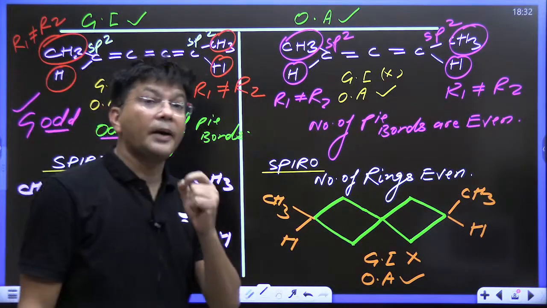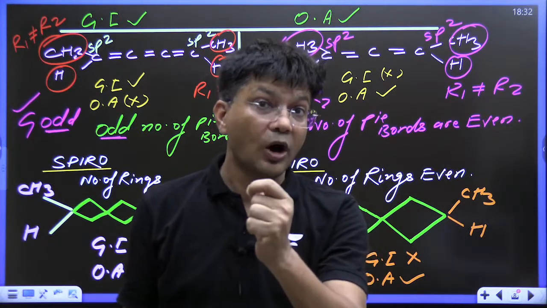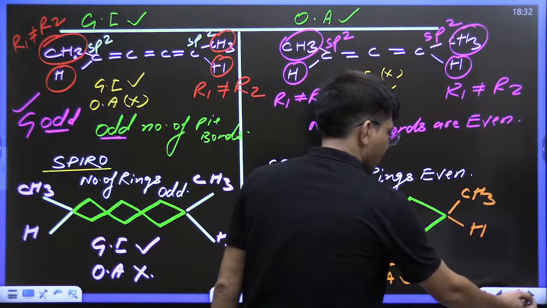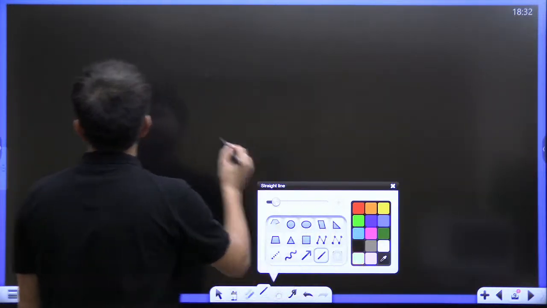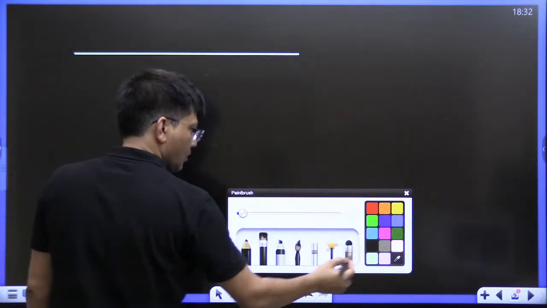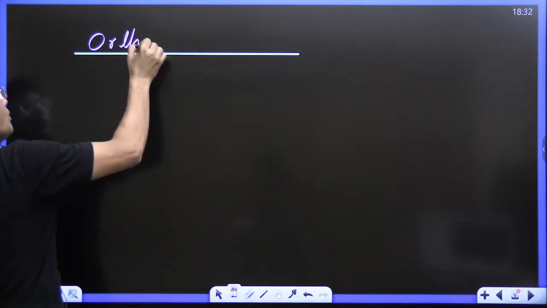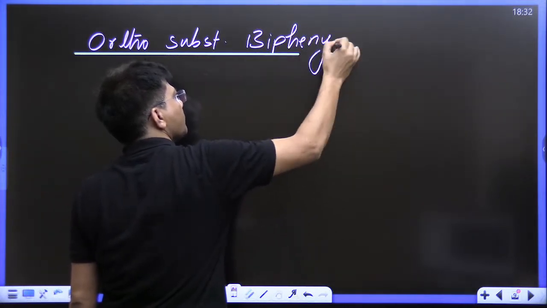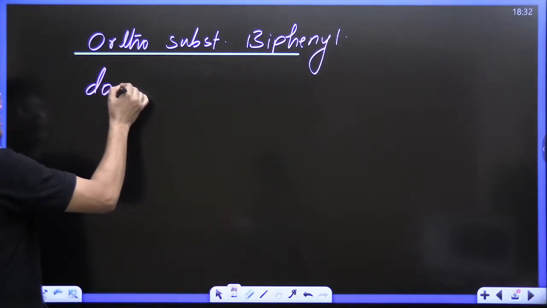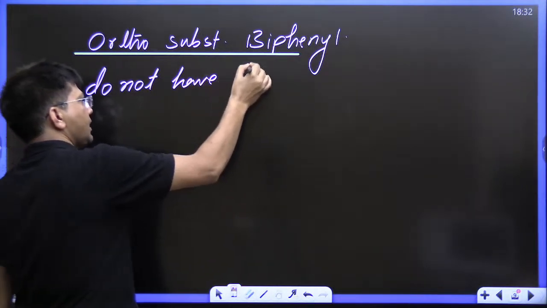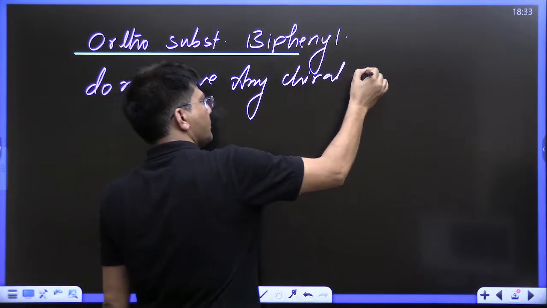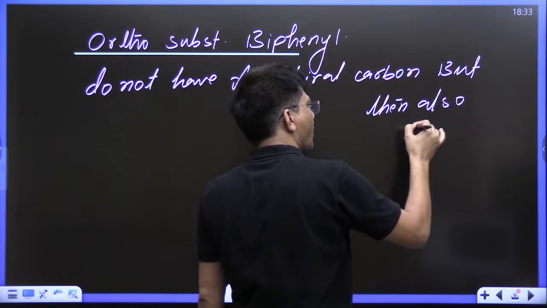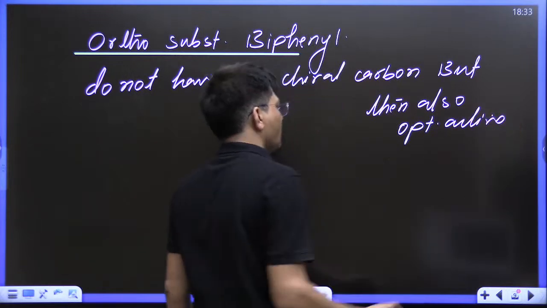Okay, now I'm going to tell you about biphenyl compounds. This question has been asked in 2016, the most important compounds. See, both these two types of compounds do not have any chiral carbon, but still they are optically active. Now it's time to see biphenyls. Ortho substituted biphenyls do not have any chiral carbon, but then also optically active. Now see what type of compound we require, kids.